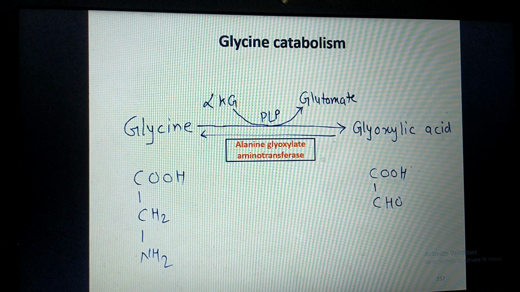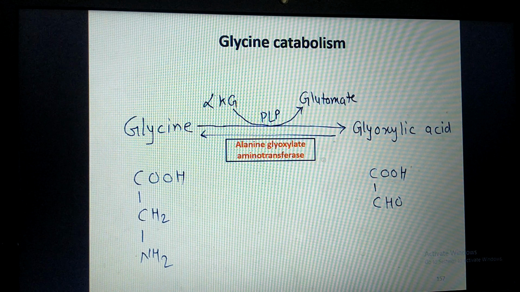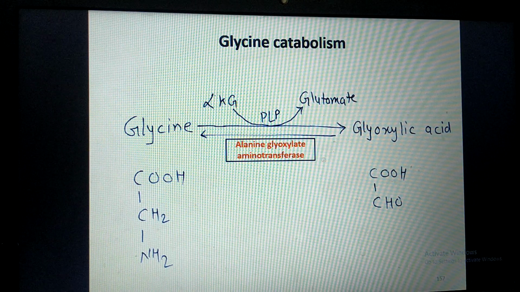As this enzyme alanine glyoxylate aminotransferase is inactive, it will not form glyoxylic acid by this pathway, but at the same time it will not synthesize glycine by reversible reaction from glyoxylic acid. So the basic defect in primary hyperoxaluria is that glyoxylic acid is not converted into glycine.